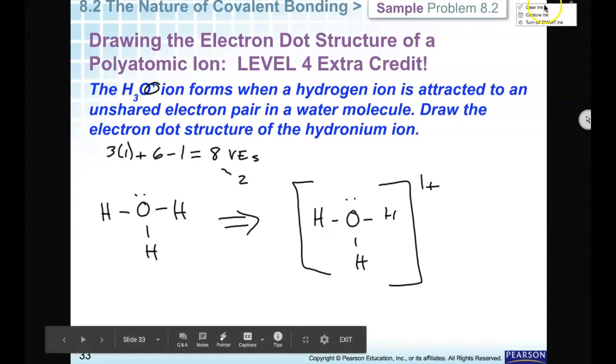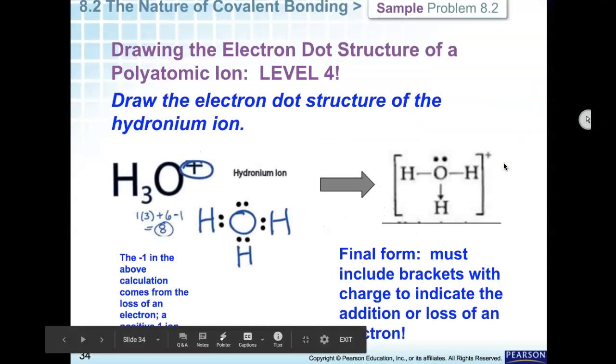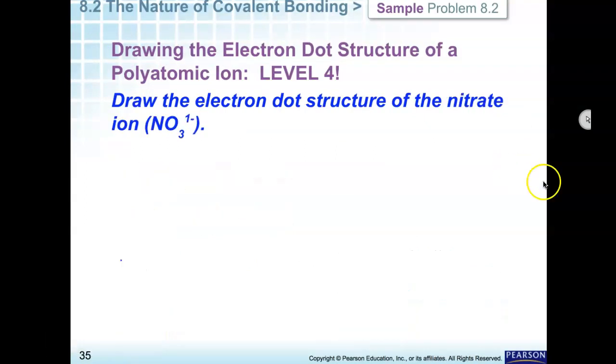Let's have you try one. And that's a better way of looking at it. So I'd like you to draw the electron dot structure of the nitrate ion. Give it your best shot and then restart the video.